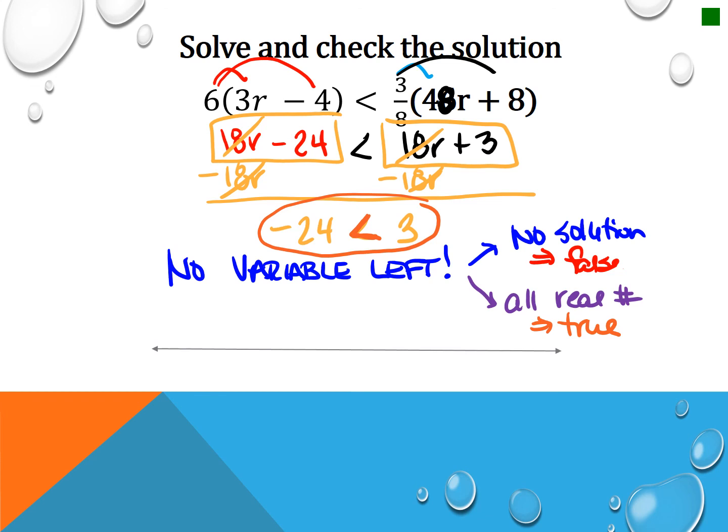less than 3? Is negative 24 smaller than 3? The answer is yes, yes, yes. So this is true, which means my solution is all real numbers. Now, we mathematicians are lazy, so we just do those little parallel lines there and put an R. That's the solution for all real numbers.